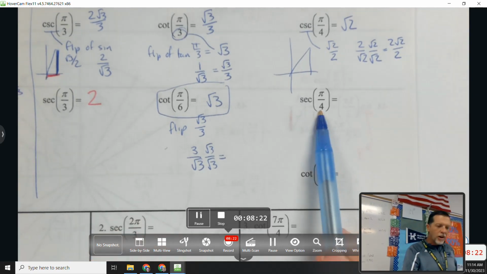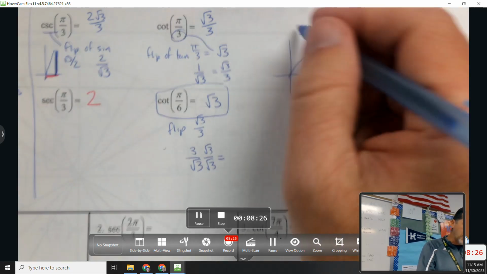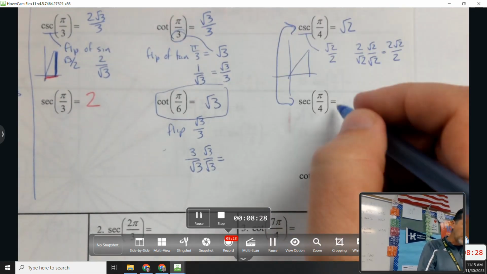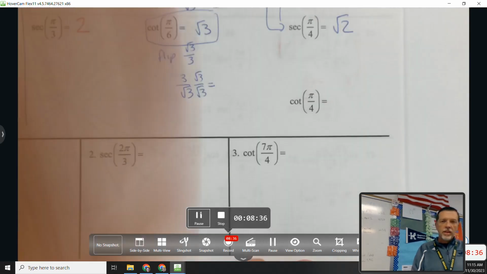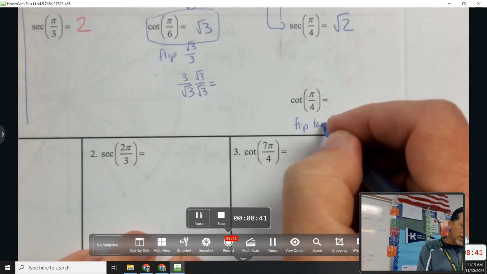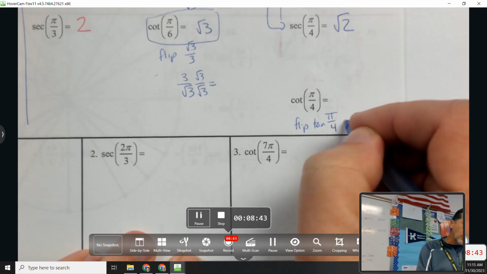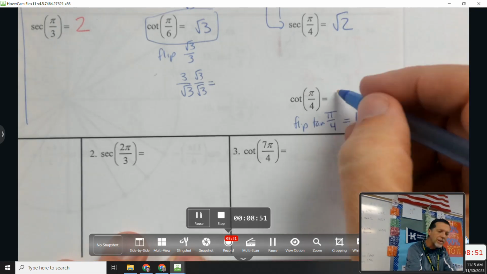Secant pi over 4, that'd be the flip of the cosine, but that's going to be the same thing as the secant of pi over 4, so just root 2. Again, the more of the connections you make, the quicker it goes. Cotangent pi over 4, that's the flip of the tangent of pi over 4. Oh, this throws people off sometimes. What do you get when you flip 1? 1. You turn 1 over and you still got 1.